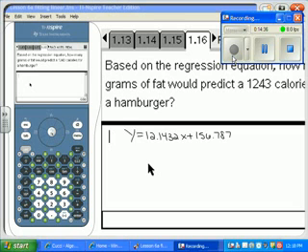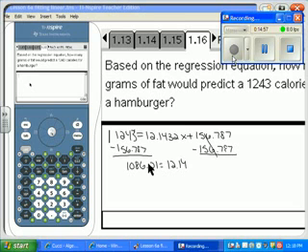Okay, here's our regression equation, right? For y, we put in 1243, correct? So you should have subtracted over 156.787. Okay, what did you get when you subtracted that over? 1086.21. 1086.21, and that equals 12.1432x. Next step is to divide by 12.1432. And you got x equals 89.4.